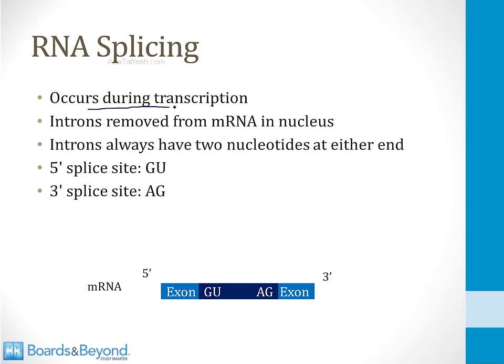RNA splicing occurs during transcription. This is the process by which introns are removed from mRNA. It occurs in the nucleus of eukaryotic cells. And introns can be identified because they always have two specific nucleotides at either end in an mRNA molecule.